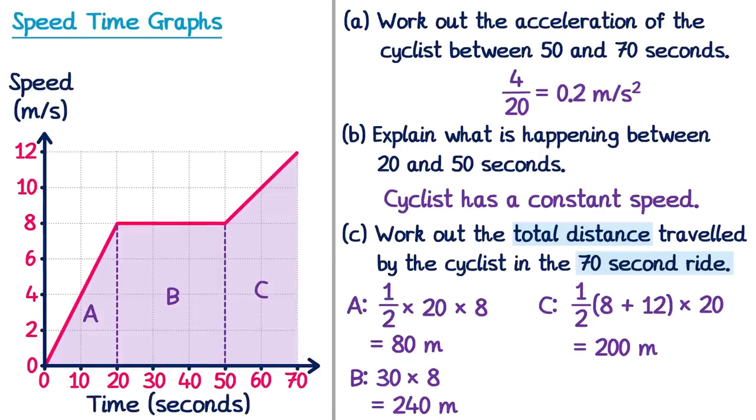So we can now work out the total area by adding all of these together. And if you add all of those together, you get 520. And remember, the total area is equal to the total distance travelled, so that's the answer to the question.